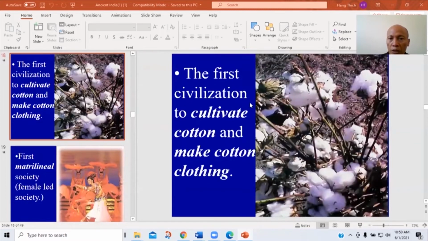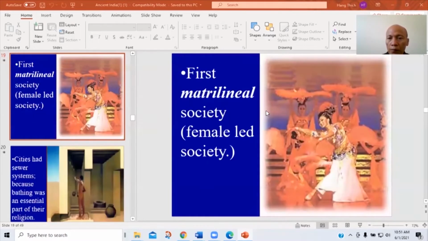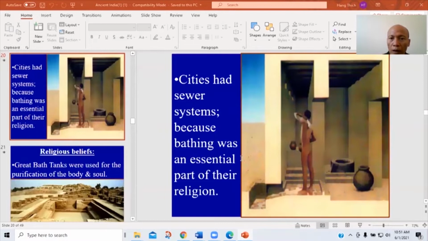They were the first civilization to cultivate cotton and make cotton clothing in this area. They created the first matrilineal society, which means a female-led society. And the city had a sewer system, because they had baths, which were an essential part of their religion.